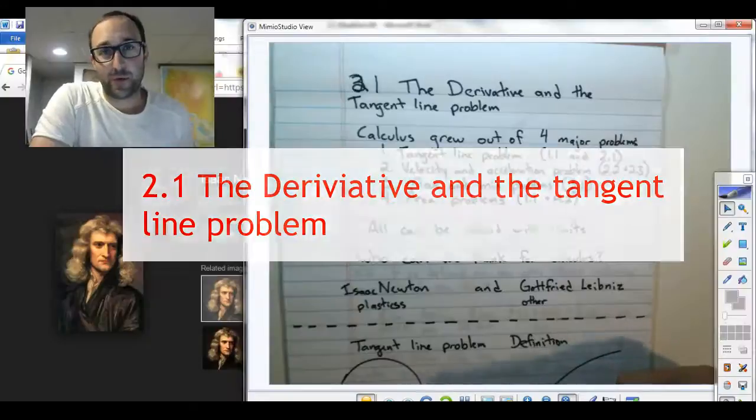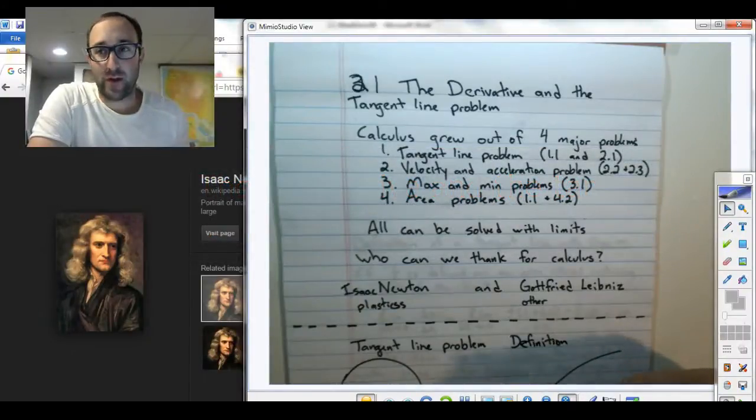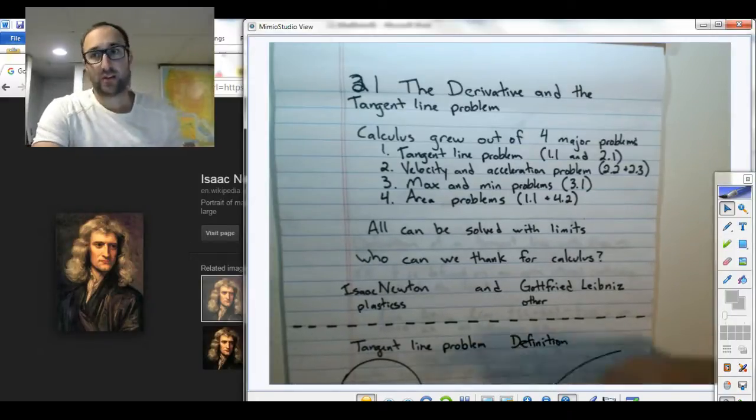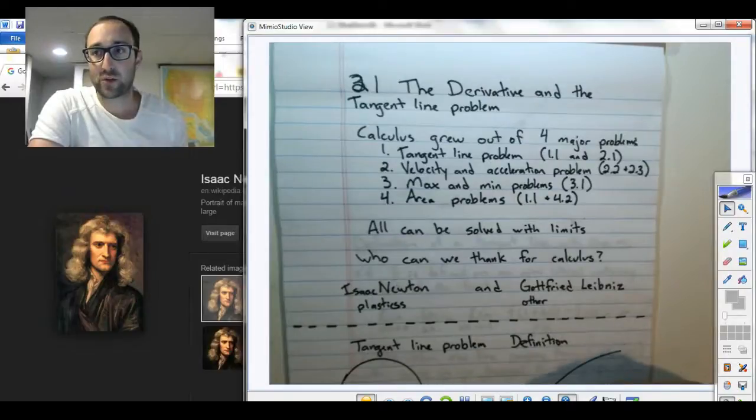Hey everyone, welcome to 2.1, the derivative and the tangent line problem. We're going to really define derivatives here, and we'll do a bunch of examples in some other videos. So here is what is happening with calculus. Calculus really grew out of four major problems.